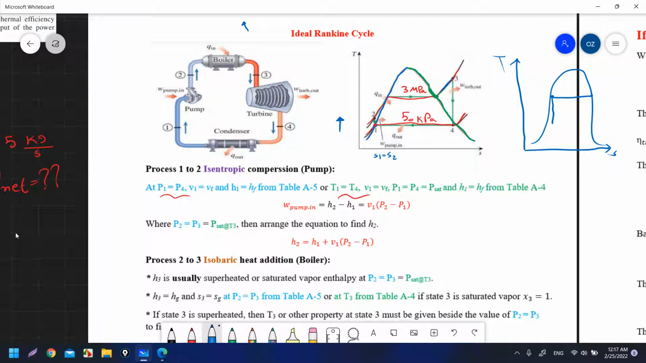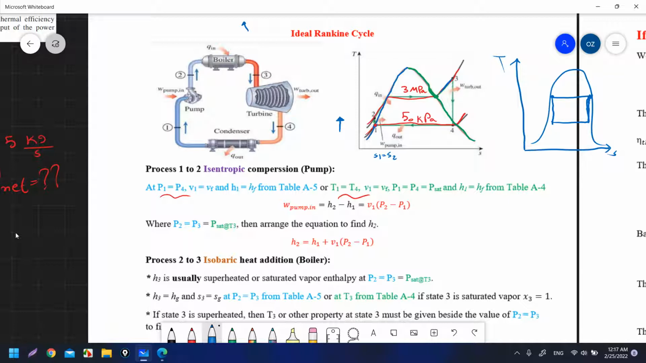Isothermal heat addition. I have this one. Okay, and because my drawing is so bad. Okay, this one is isentropic. So you have isentropic expansion in the turbine like this, and you have isentropic compression in the pump like this. But here you have isothermal heat addition and isothermal heat rejection.